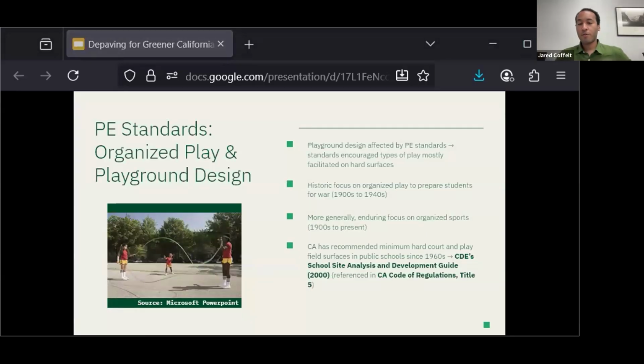Yeah, so one of the first things we want to talk about, and one of the contributing factors we discovered fairly early on, is that PE standards and our concepts of play have a pretty great influence on how we design schoolyards. And of course, this makes sense because students, especially in California, spend a lot of their playtime outside, and how we think about how they should be playing determines how we develop the facilities and infrastructure to support that play.